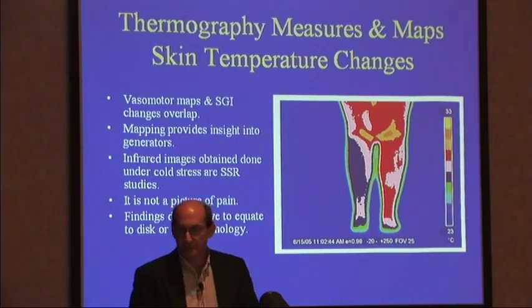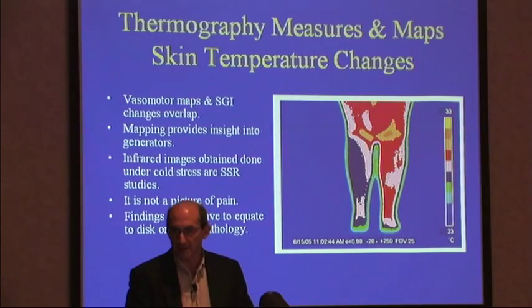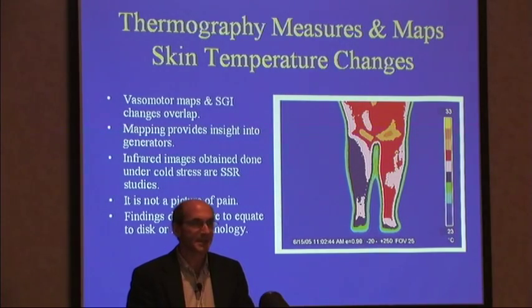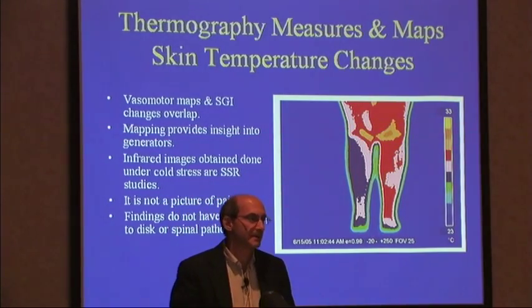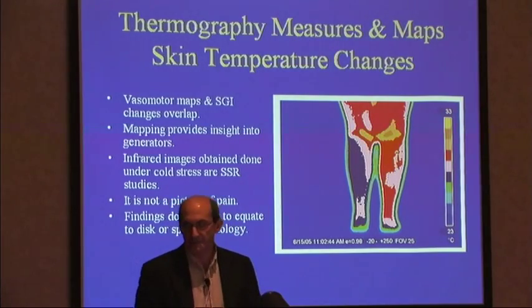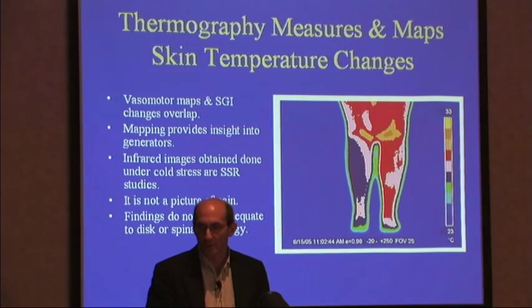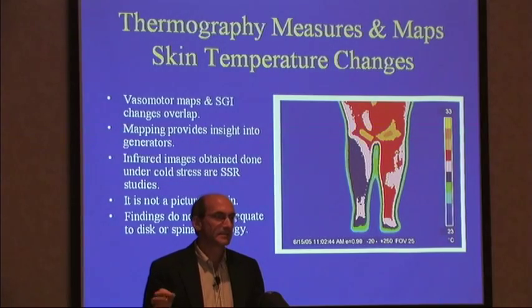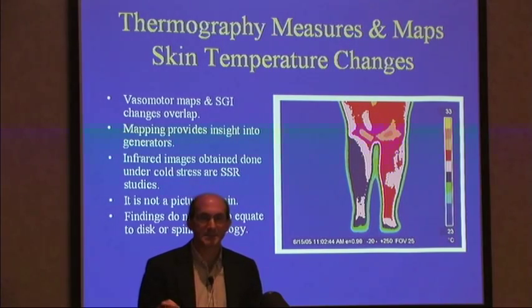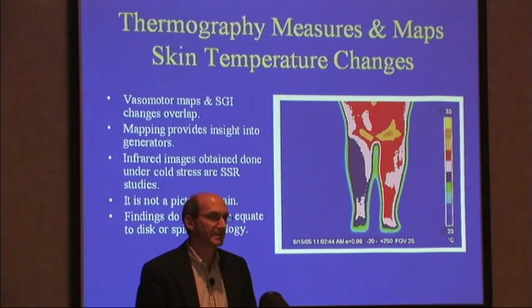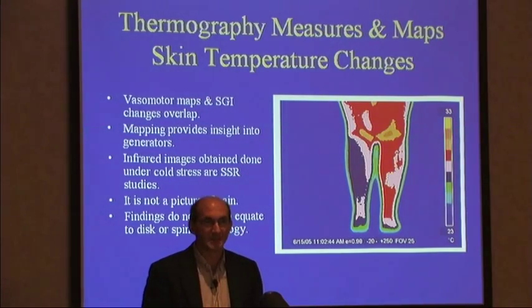Thermography measures and maps skin temperature change. It's not rocket science. The vasomotor maps and skin galvanic impedance studies overlap each other. If you look at the American Academy of Osteopathic Medicine, the collective works of Erwin Kuhr in the 40s, he did thermographic studies based on skin galvanic impedance studies and overlapped them. In every instance, they overlapped. This is 70 years ago.